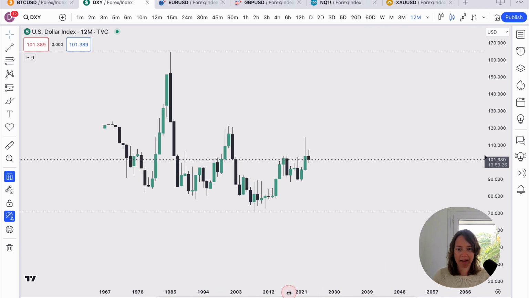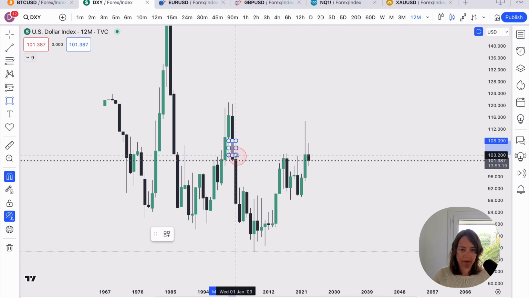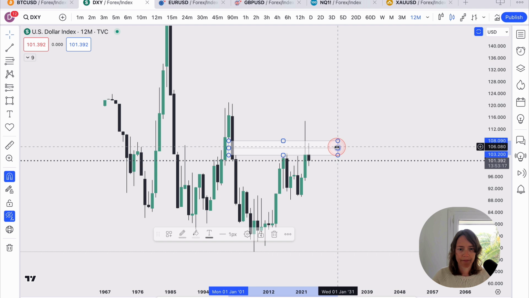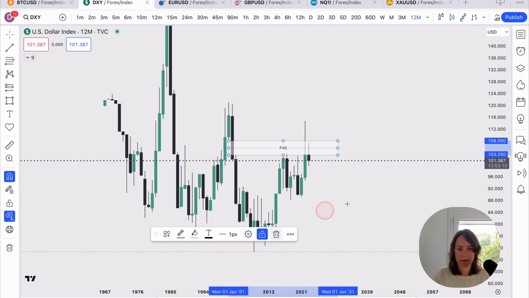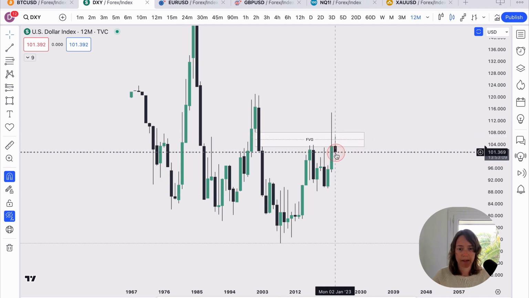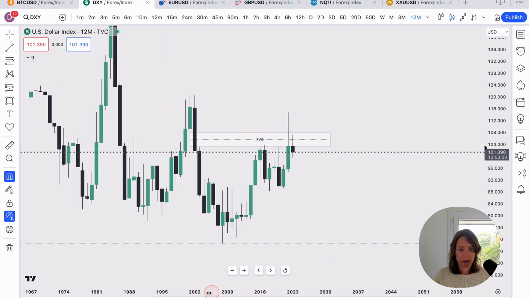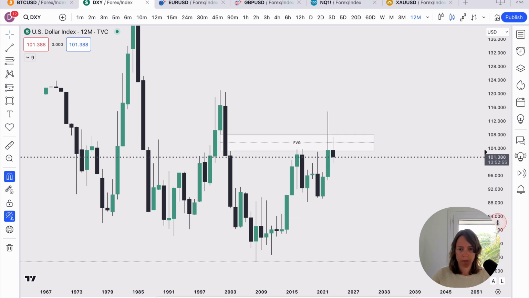Well, if we look at the yearly chart over here, we see that price came up into a fair value gap. And by the looks of it, because when the market closes today, this is what the yearly candle has been on the dollar. And I will go over the dollar, euro, USD, GBP, USD, the NASDAQ, and gold. And I want to make it as clean and short as possible.